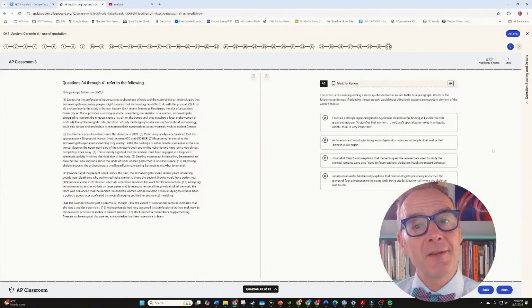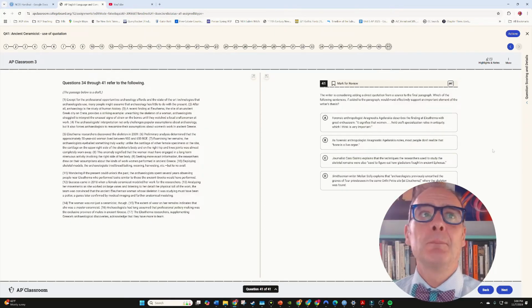Without reading the rest of the answers, this one sounds pretty good because pottery is a specialization. And this passage does seem to think it's important that women had the specialization as a potter. But let's not pick this yet. Let's read the rest. B, as forensic anthropologist Anagostis Aglarakis notes, most people don't realize that bone is a live organ. Now, it may be true that bone is a live organ, but I'm thinking this is wrong. I'm thinking this is what's called a distractor. There is a true statement in it that bone is a live organ, but that doesn't support the thesis.